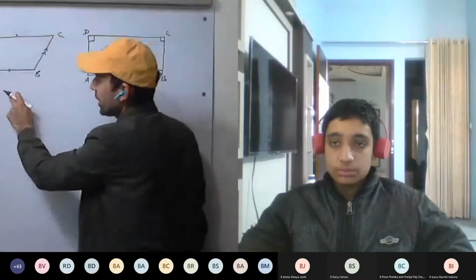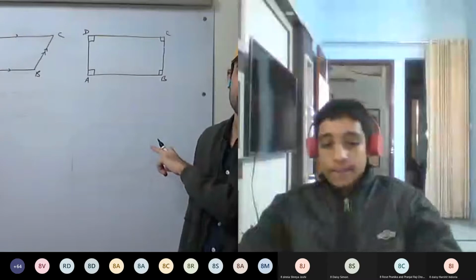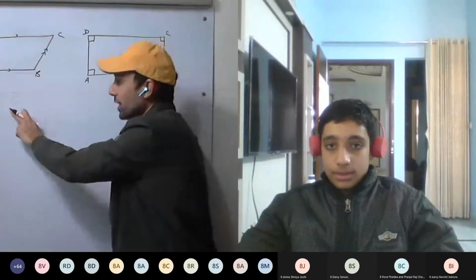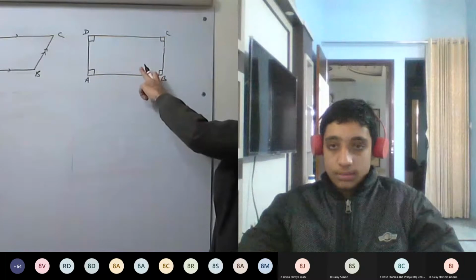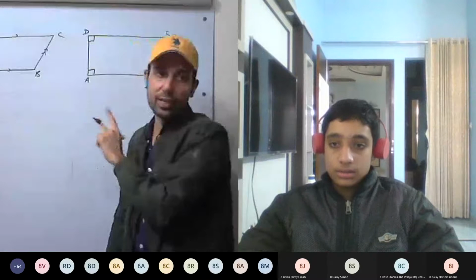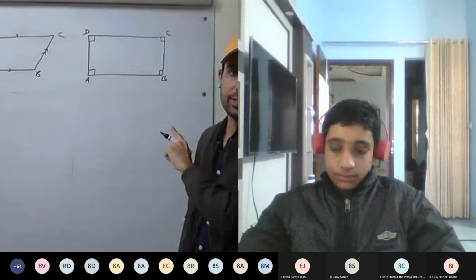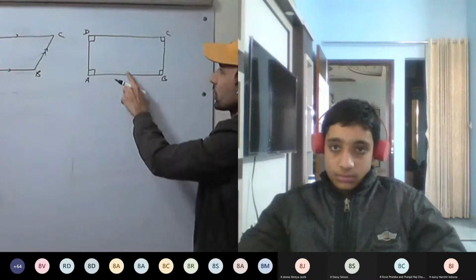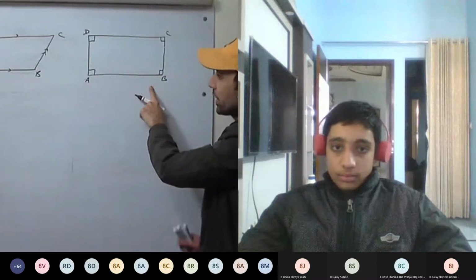Now, in a quadrilateral, I have to make all the angles 90 degrees, then it will become a rectangle. Or in a parallelogram, even if I make only one angle 90 degrees, it will become a rectangle. So rectangle is clear. Now we'll be discussing properties of a rectangle. What are the properties of a rectangle?